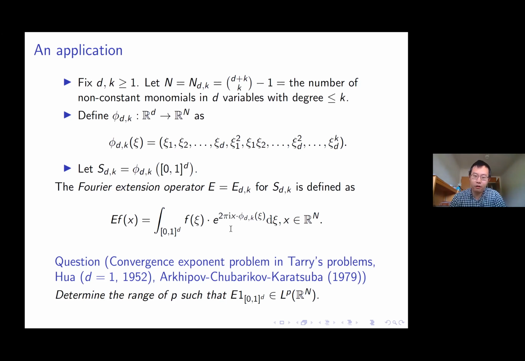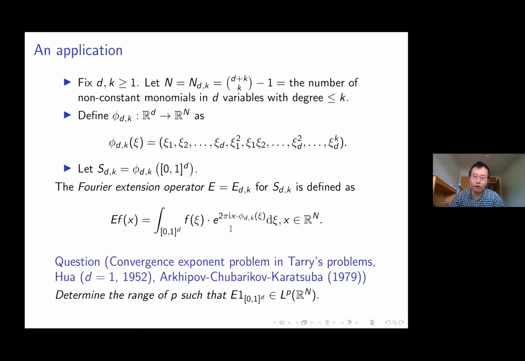So trivially, it's in L infinity. Let me explain: 1 on [0,1]^d is just a characteristic function. So it's the Fourier transform of the canonical surface measure, with some normalization, and you want to ask which L^p space it belongs to. Trivially, it belongs to the L infinity space. And if you know a little bit about the uncertainty principle, you know that the smaller p is, the more challenging this problem becomes. The question is really determining the smallest p such that this is in L^p.